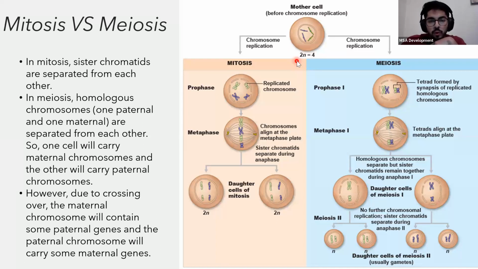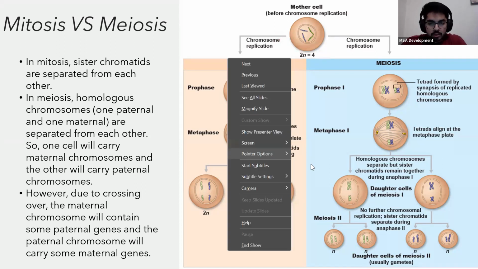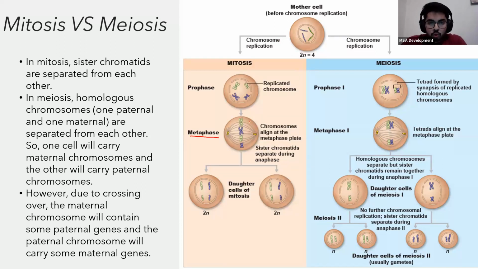Mitosis starts with a 2N cell, which basically means that it has 46 chromosomes, or 23 pairs, and these chromosomes are going to replicate, and then during metaphase of mitosis, these chromosomes are going to align in the middle of the cells, getting ready for the cell to divide. And when the cell divides, it's going to produce two daughter cells.